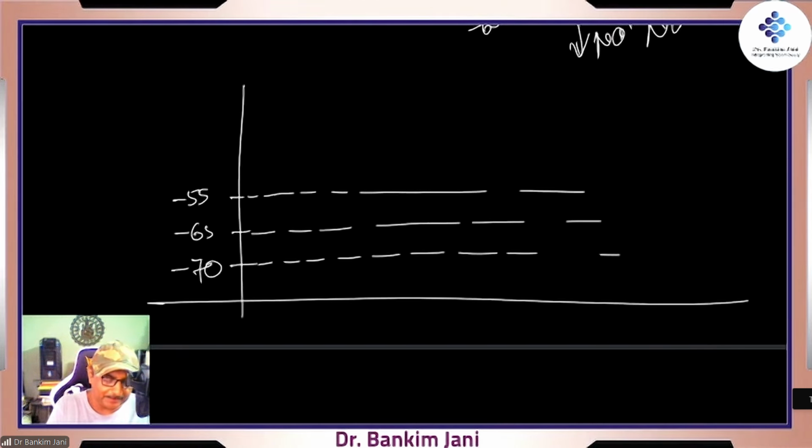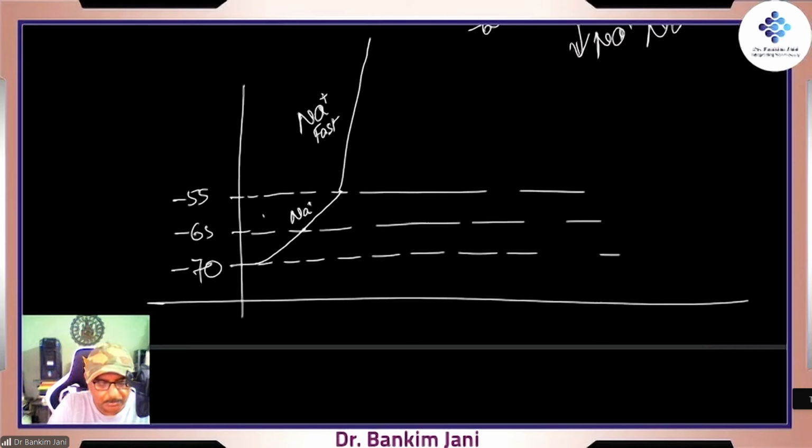So this from -70, it reached to 65, sodium channels opened, and it went slowly. And over here, this is how. So after -55, there is rapid influx of sodium, and before that it is slow. Absolutely, very cool. You are 100% right. So that's why we'll be writing from this time onwards sodium fast and sodium slow.